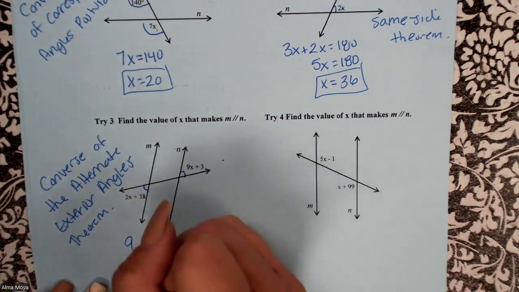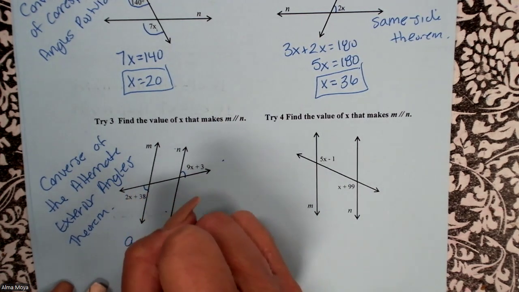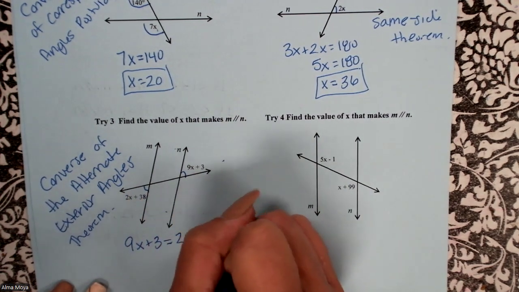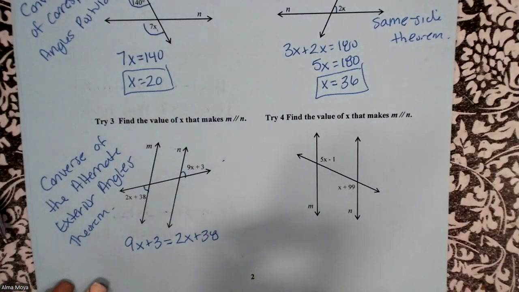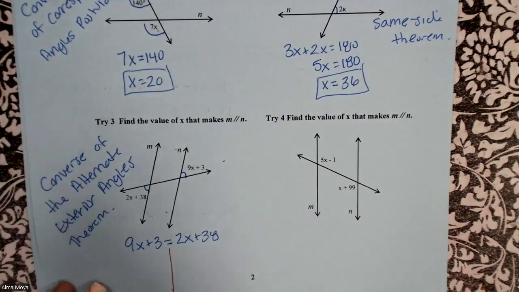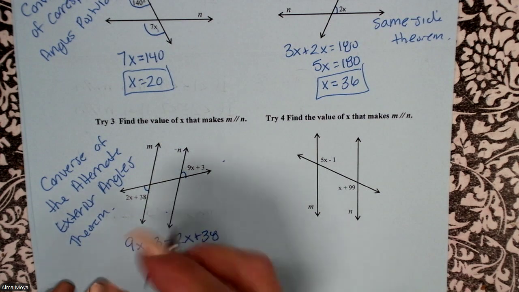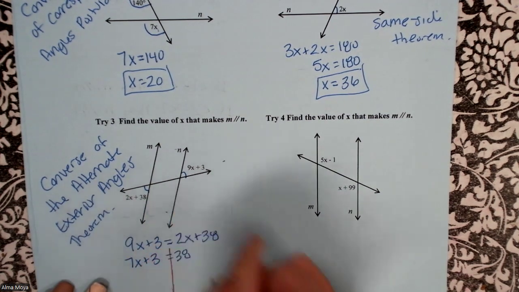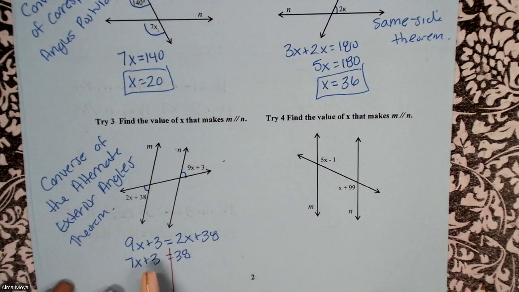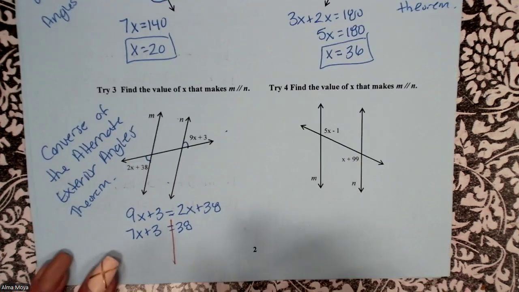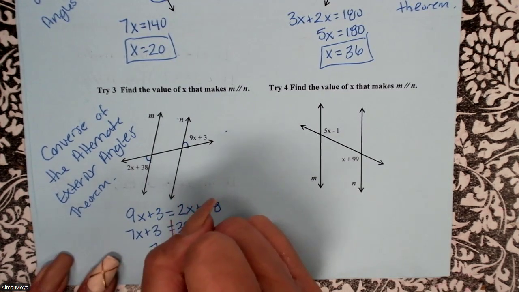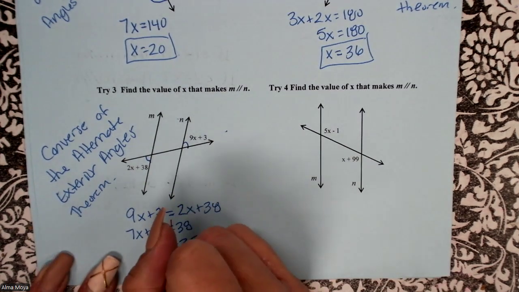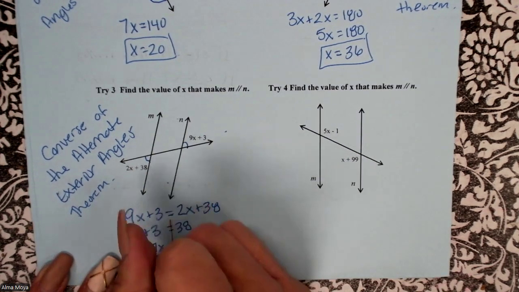So I'm going to set 9X plus 3 equal to 2X plus 38. Remember, whatever you do to one side, you're going to do to the other. I'm going to subtract 2X from both sides. So now I have 7X plus 3 equals 38. I'm going to subtract 3 now. So now 7X equals 35. And then divide both sides by 7. So X equals 5.